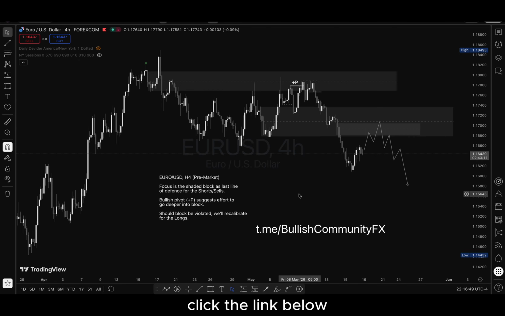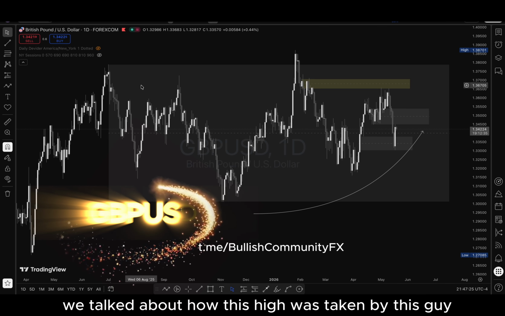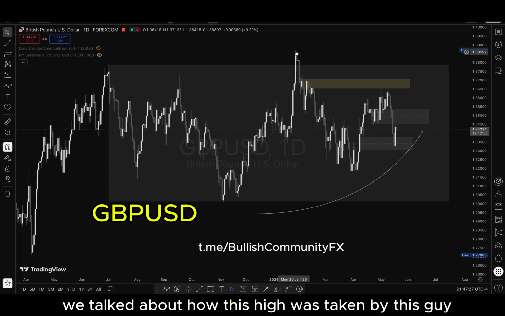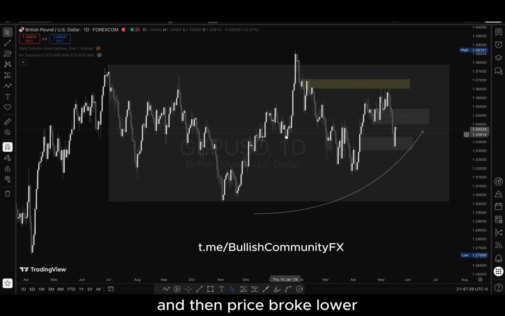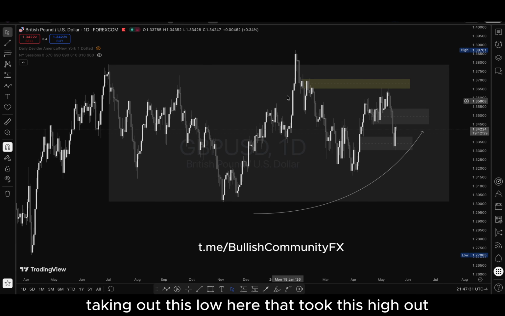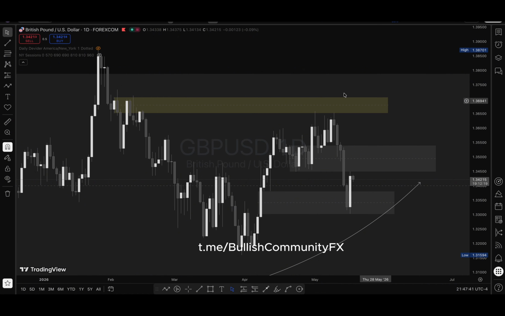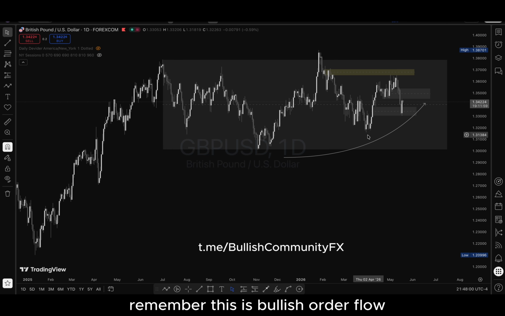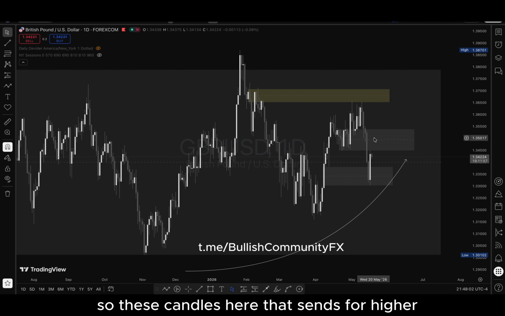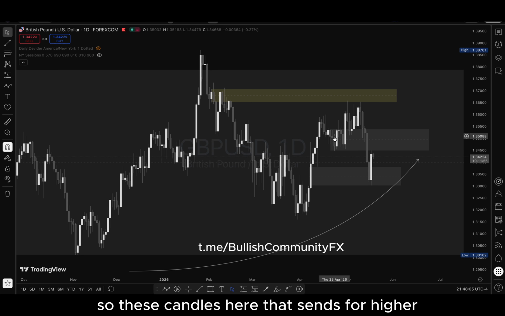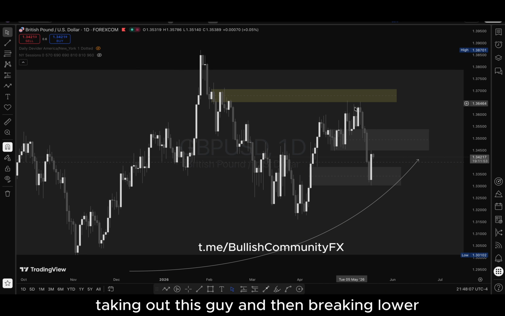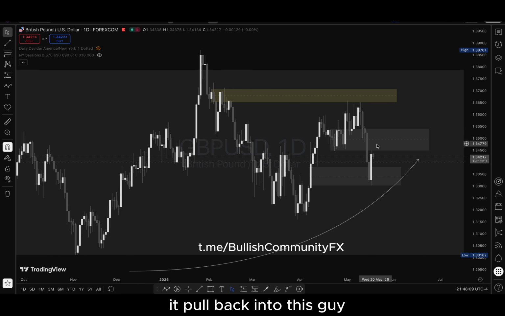If you remember, we talked about how this high was taken by this guy and then price broke lower, taking out this low here that took this high out. So that became interesting for this pullback into here. And this is the cable. Remember, this is bullish order flow. This is an uptrend. So this candle here sends price higher, taking out this guy and then breaking lower, a pullback into this guy.